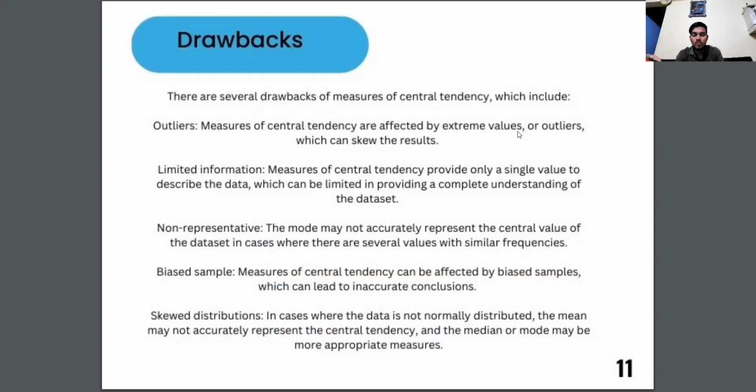Second, limited information. Measures of central tendency provide only a single value to describe the data, which can be limited in providing a complete understanding of the data set. Third is non-representative. The mode may not accurately represent the central value of a data set in cases where there are several values with similar frequency. Fourth, biased sample. Measures of central tendency can be affected by a biased sample, which can lead to inaccurate conclusions. Last, skewed distribution. In cases where the data is not normally distributed, the mean may not accurately represent the central tendency, and the median or mode may be more appropriate measures.